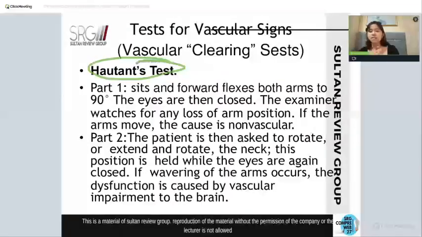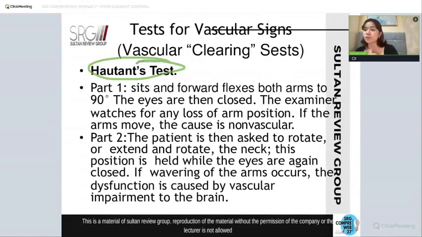So in part 1, patient, okay, forward flex arm to 90, then eyes closed. Ang titingnan po natin is any loss of arm position. So kapag gumalaw siya, medyo positive ako dito. So makikita niyo po, pag gumagalaw siya mag-isa, tapos pag inopen mo yung eyes, mawawala. Biglang magsi-stable. You're positive with part 1. Meaning to say, yung nagko-cause po usually ng migraine ko, lightheadedness or vertigo is non-vascular in nature. Okay? Now, if hindi ka nag-positive with part 1, you need to perform your part 2.